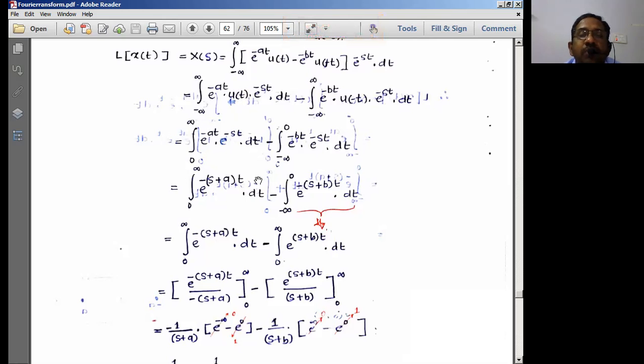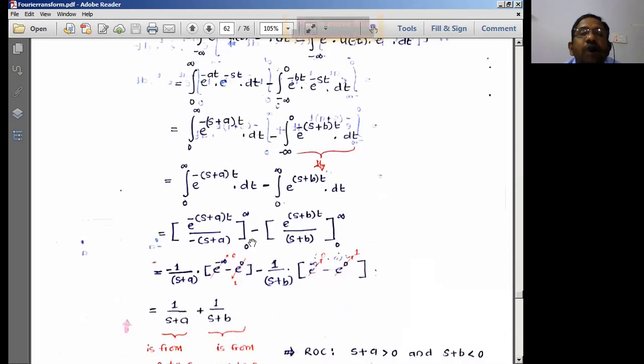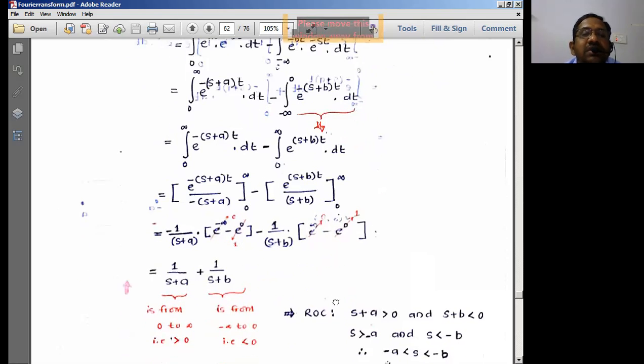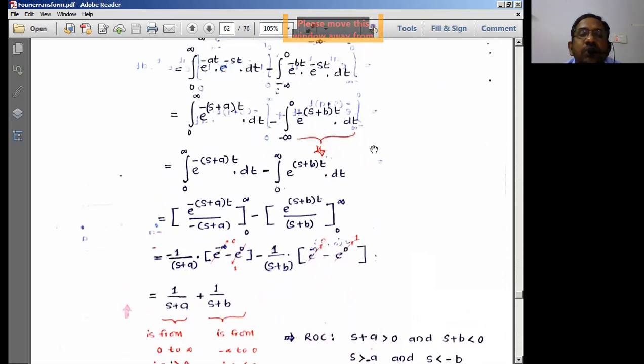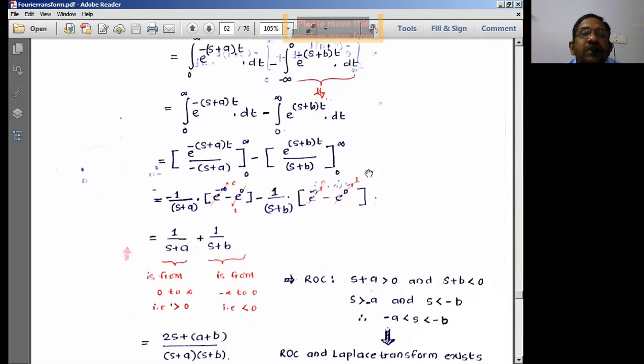So these two are important steps for us. So after that, simply finding out the integrations. So finding out the integrations means what? I can take minus as common here. I can write integral of e to the power minus of s plus a of t dt. I can write here as minus of s plus b of t dt. So I'll just go to this particular step over here, minus of this.